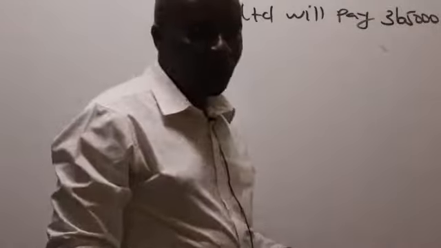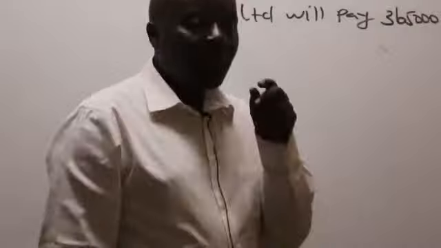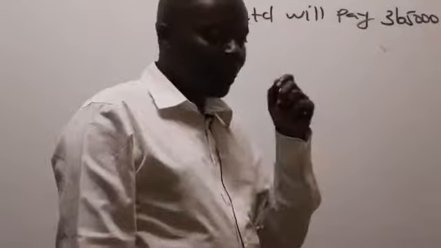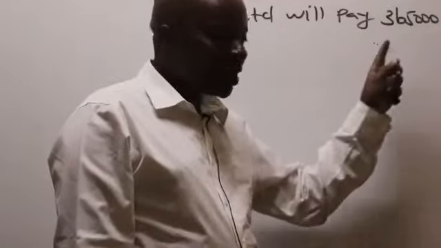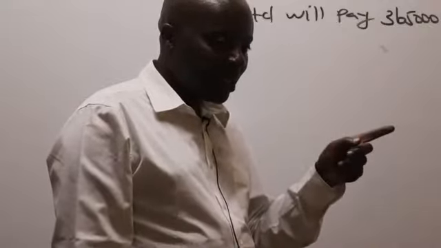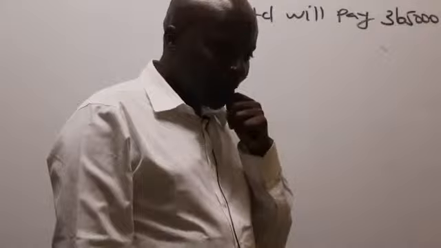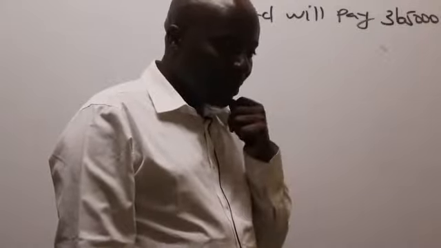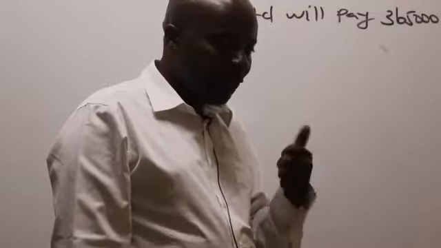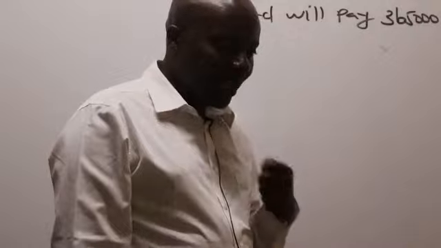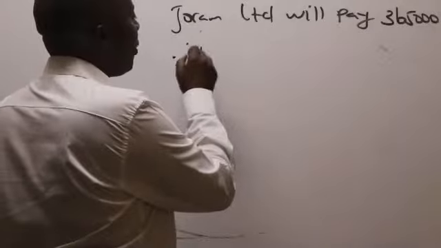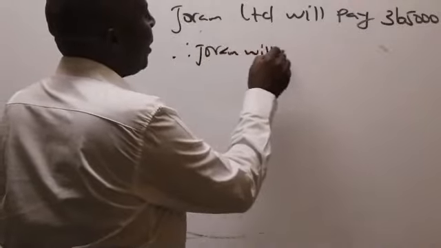Now, please listen to me very well. This company called Joram Limited, do they have this money with them? Remember, this $365,000, they are US dollars, they are foreign currency. They don't have this money with them. What I know is that they have their home currency. They'll have to walk to the bank and give the bank their home currency to buy. So they'll want to buy.